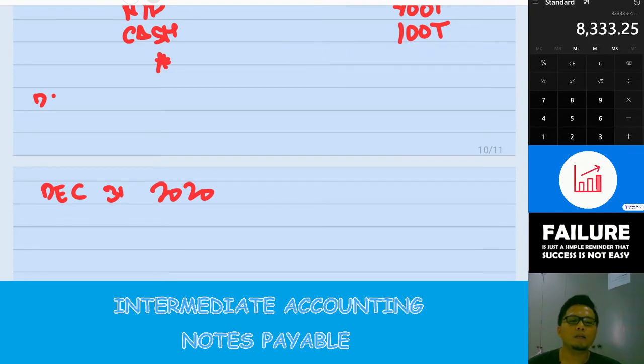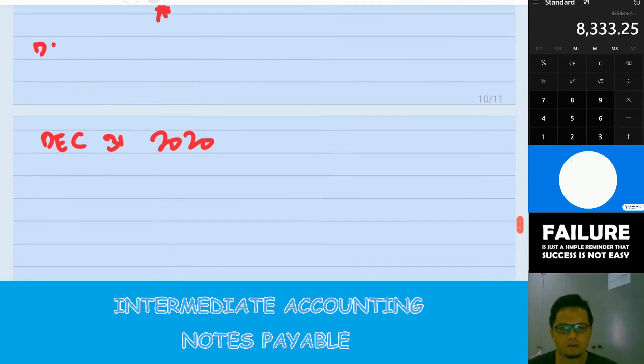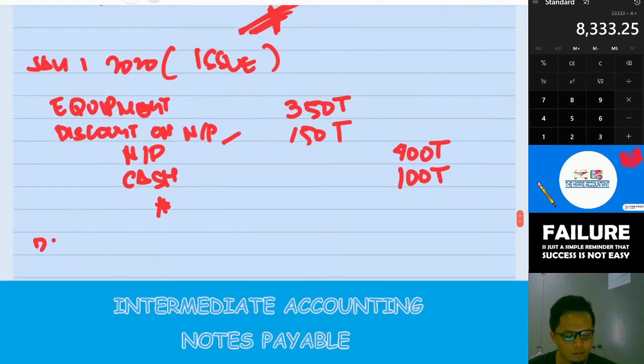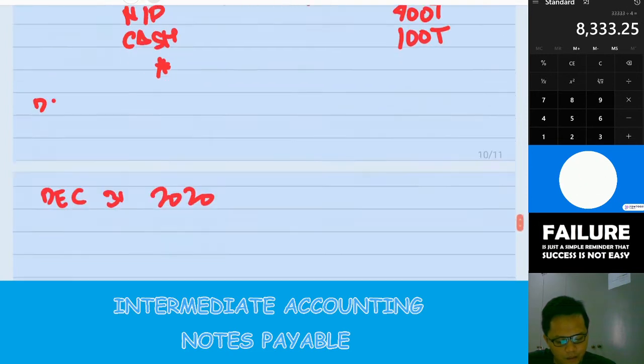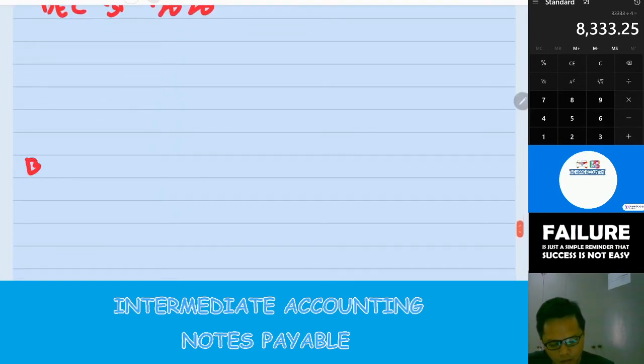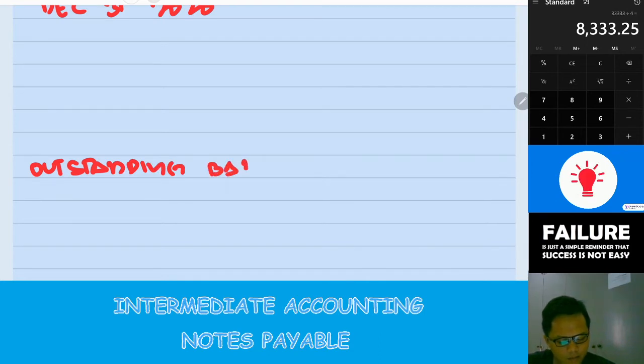Now, for practical reasons, we will use the outstanding balance method, because the term is installment anyway, and let's say no effective rate was given. So for practical reasons, we'll use the outstanding balance method of amortization.